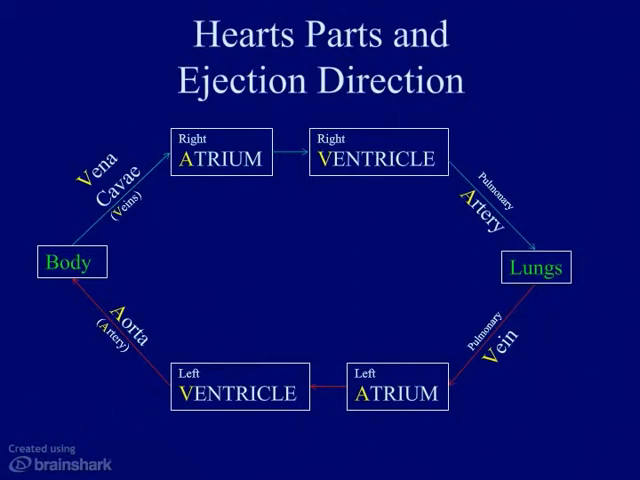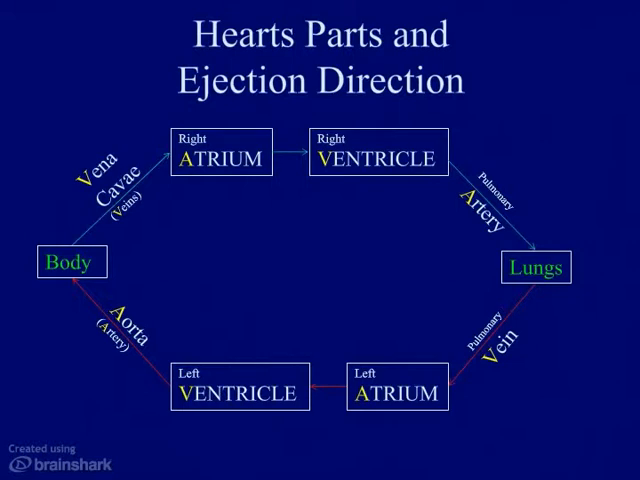I totally understand. There's a nice little mnemonic device that works for this. All right. The right atrium starts with an A. The right ventricle starts with a V. The pulmonary artery is an A, the pulmonary vein is a V. The left atrium is an A, the left ventricle is a V. The aorta is an artery, A, and then it goes to the body, then back out of the body through the vena cava, which are veins, V. So it alternates VA, VA, VA, VA. That makes it a little bit easier.